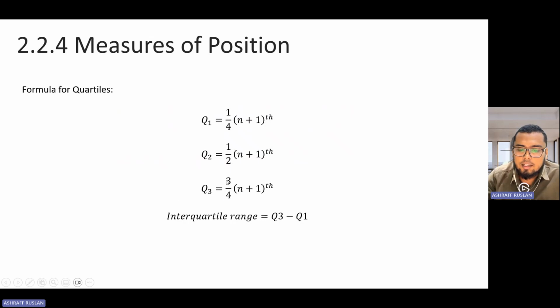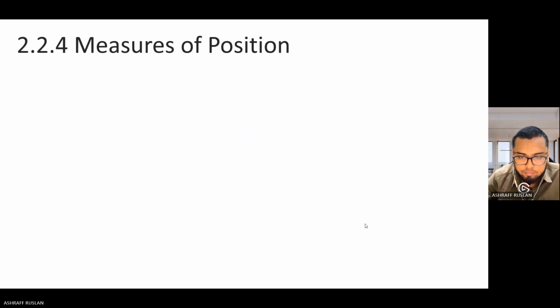The third quartile adalah 3/4. Senang nak ingat. Okay, nak faham dia. Nama pun third quartile. Third quartile is 3/4 lah. So you times with the position formula. Interquartile range senang. Q3 minus Q1. That's it. Ada example tak?